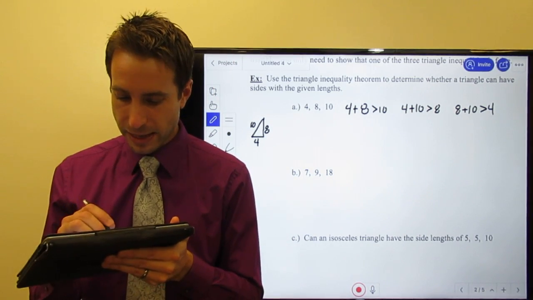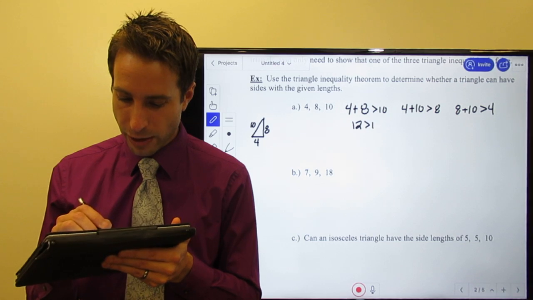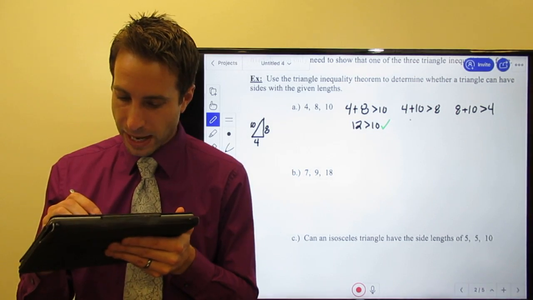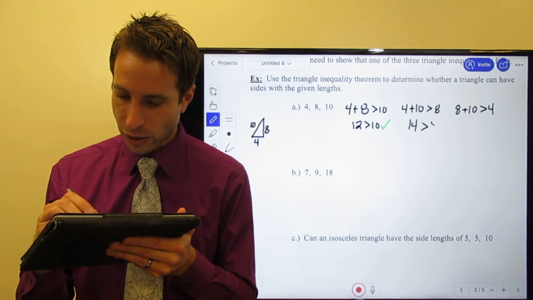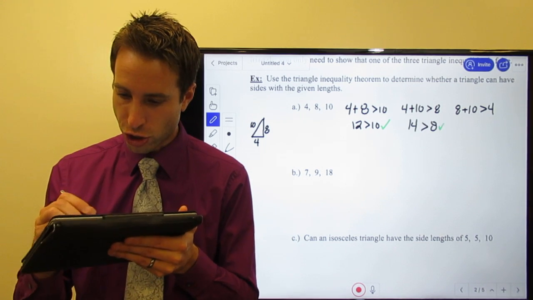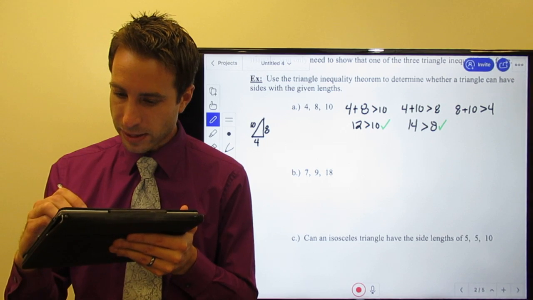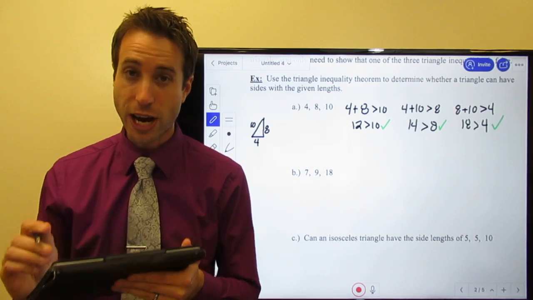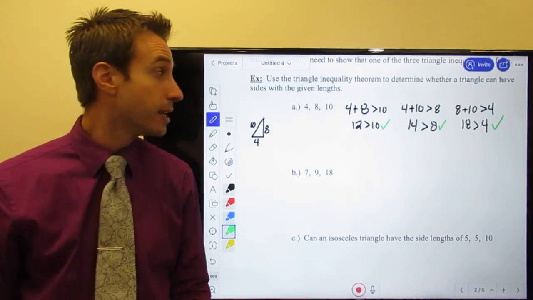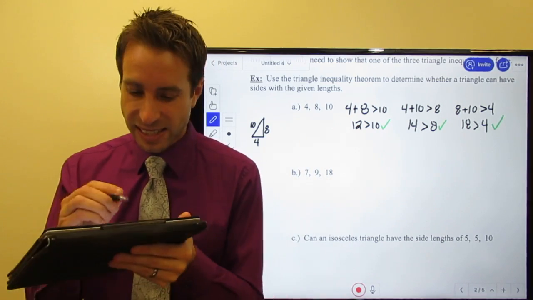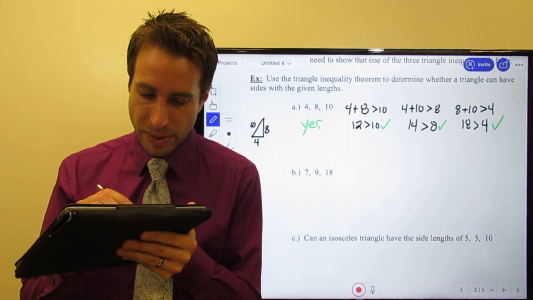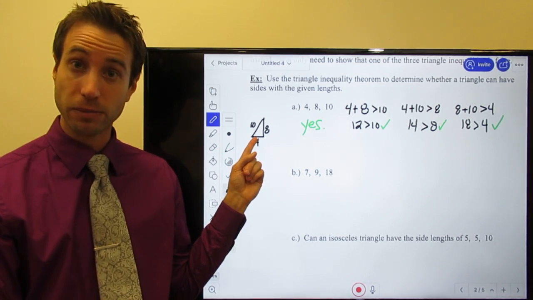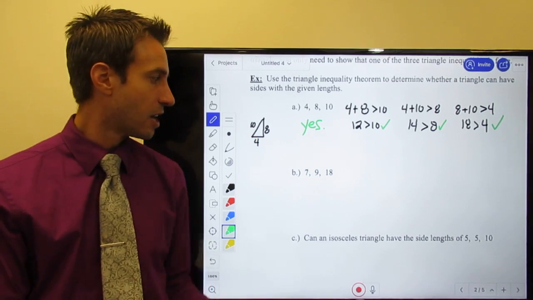Let's see, 4 plus 8, how about 12? Is 12 greater than 10? Check. 4 plus 10 is 14. Is that greater than 8? Check. 8 plus 10 is 18. Is that greater than 4? Check. The conclusion? Yes. These side lengths will build a triangle. Absolutely. I just did it. Right there. There's your triangle. 4, 8, and 10. It works. Let's try another one.